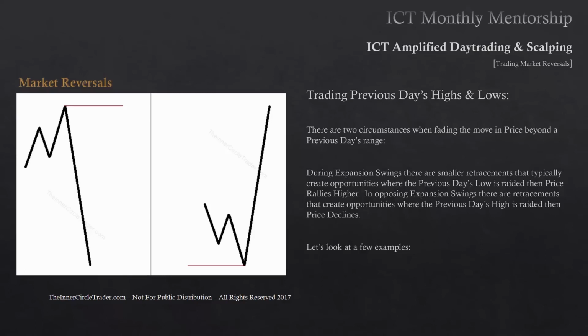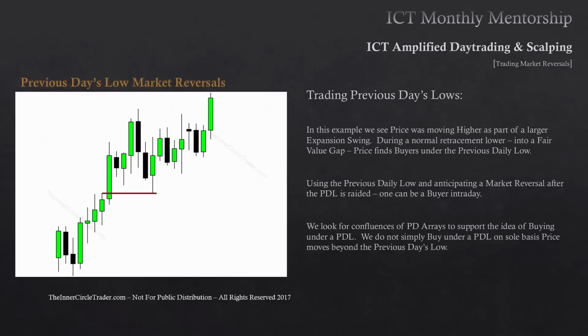Okay, so when we're looking at previous day's highs and lows, when is it that I'm really looking to trade below the previous day's low to be a buyer or above the previous day's high as a seller? But when I'm looking to trade the previous day's low and I'm anticipating higher prices, in this example, you can see price was moving higher as a part of a larger expansion swing, and during a normal retracement lower into a fair value gap, price finds buyers under the previous day's low. Using the previous day's low and anticipating a market reversal after the previous day's low is raided, one can be a buyer intraday. So take a look at this candle right here.